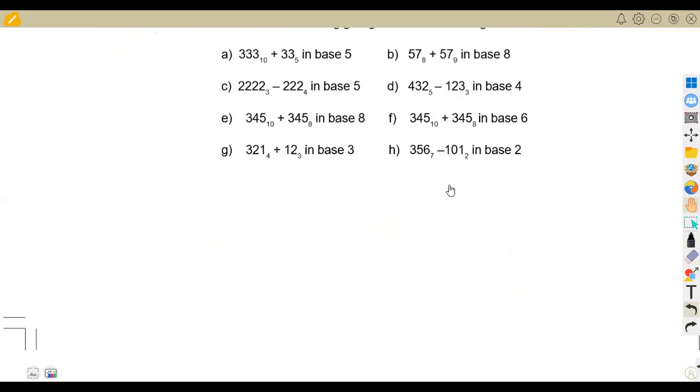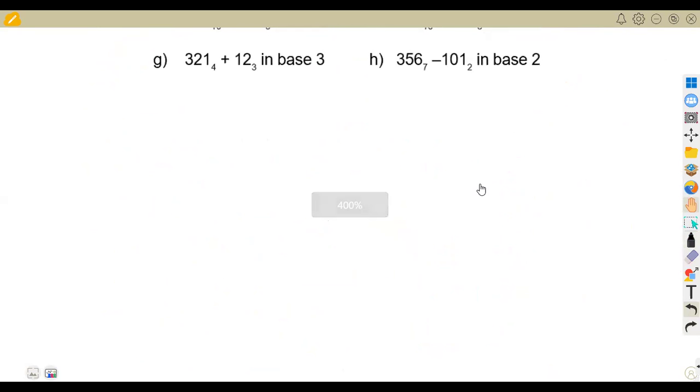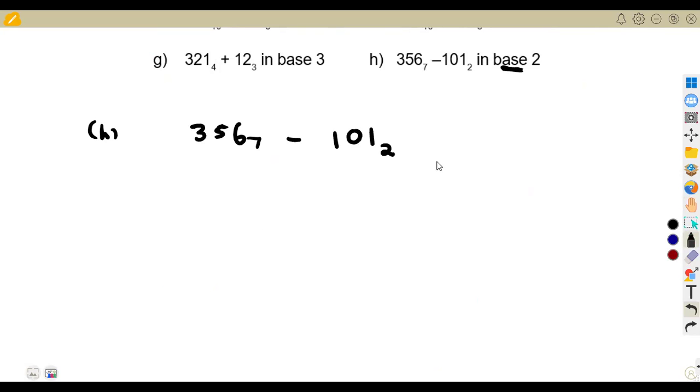Let us just check one question on subtraction. We can also do this H. All right, we are given to simplify again in the base of what? In base 2. We are given 3, 5, 6 in base 7, minus 1, 0, 1 in base 2. So already this is in base 2. So this time let us convert to the given base.